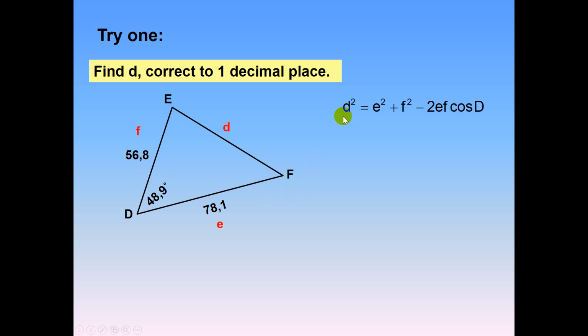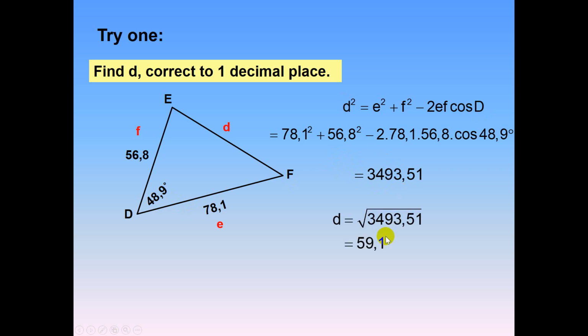So we have the formula d squared equal to e squared plus f squared minus 2ef cos d. E is 78.1, f 56.8, and angle D 48.9. We're going to substitute that, and working that out with a calculator, we get 3493.51, which is d squared. Square root that, you'll get 59.1 to be your d.